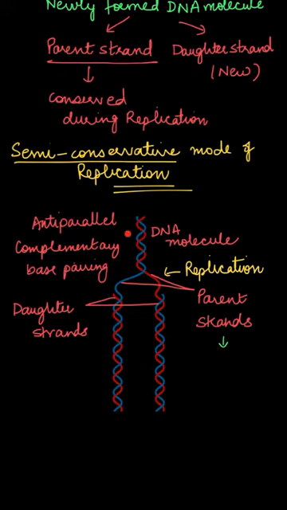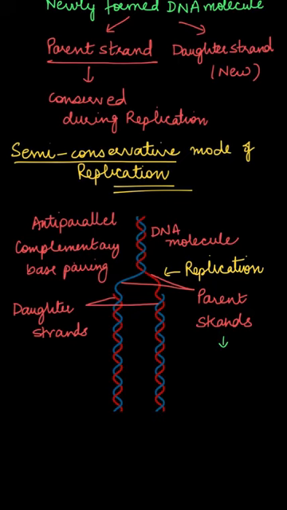So one DNA molecule is divided into two DNA molecules, and each DNA molecule has a daughter strand, which is the newly formed strand, and a parent strand, which is the strand from the previous DNA. So, some part of the DNA is conserved in the newly formed DNA molecule. That is why it is known as semi-conservative replication in the case of DNA.